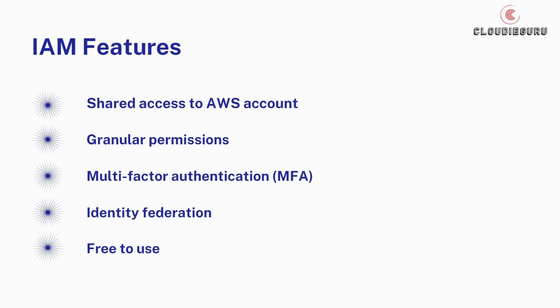Third is multi-factor authentication. We can add two-factor authentication to our account and to individual users for extra security. With multi-factor authentication, or MFA, we must provide not only a password or access key to work with our account, but also a code from a specially configured device, as we have already done in our previous video where we enabled MFA for logging into our AWS account.